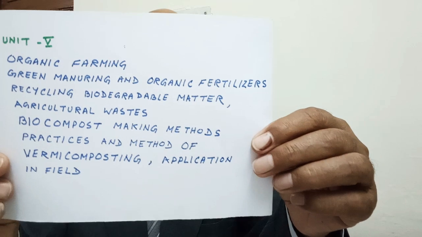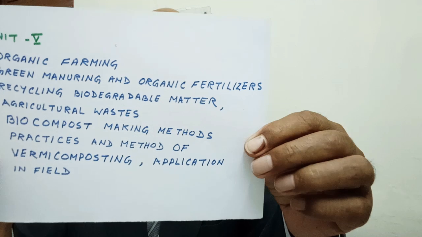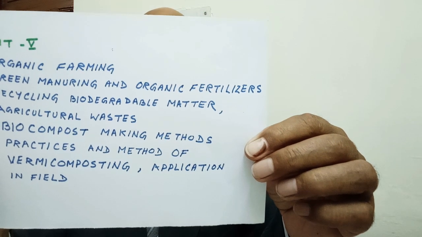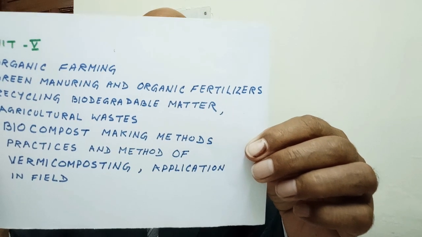Then course 5 may include organic farming, green manuring, and organic fertilizers, recycling of biodegradable matter, agricultural waste, biocompost making methods, practices and method of vermicomposting and application in the field. Organic farming is one of the most important aspects nowadays, and people emphasize organic farming, and products of organic farming are considered better.